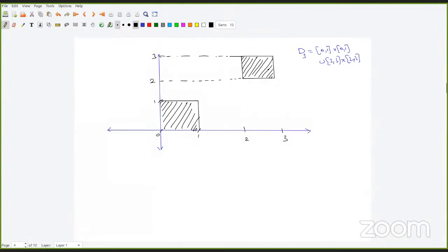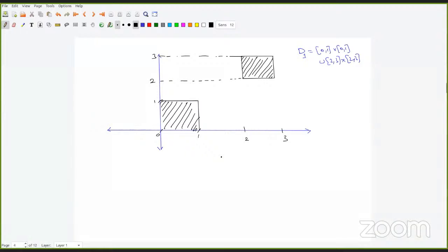Okay. Now you see, when x is in between 0 to 1, what values can my y take? 0 to 1. But if my x is taking values between 2 to 3, what values can the random variable y take? 2 to 3. So depending upon the x values, my y values also change.